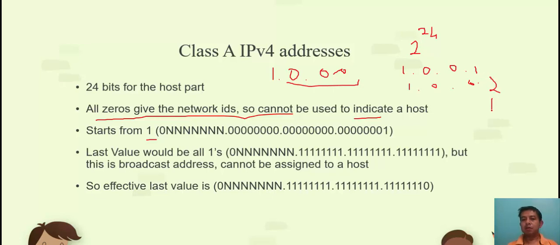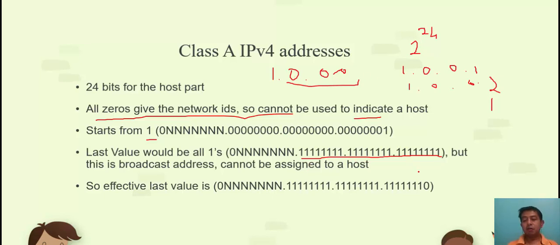It goes on like this. What would be the maximum value? The maximum value is when they're all ones in the 24 bits. And these all ones also cannot be used, because all ones indicate a broadcast address. What is a broadcast address? We will see shortly. So all zeros cannot be used, all ones cannot be used.